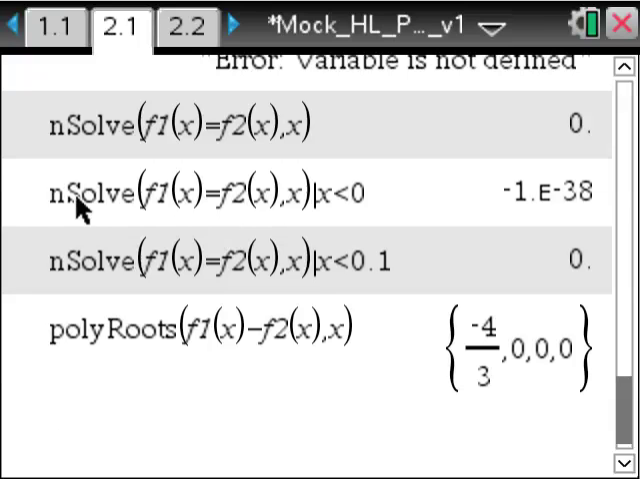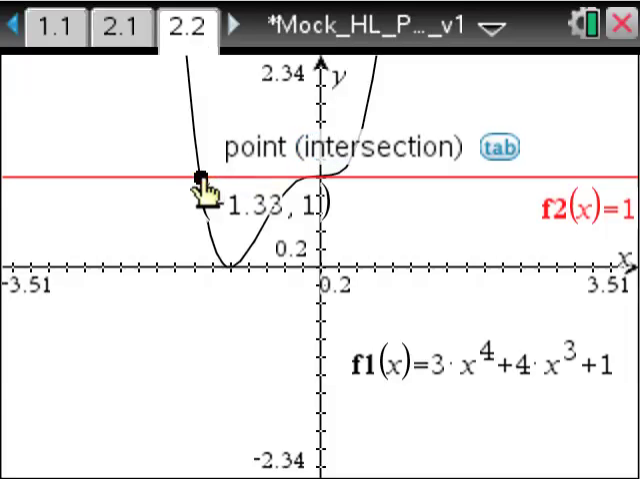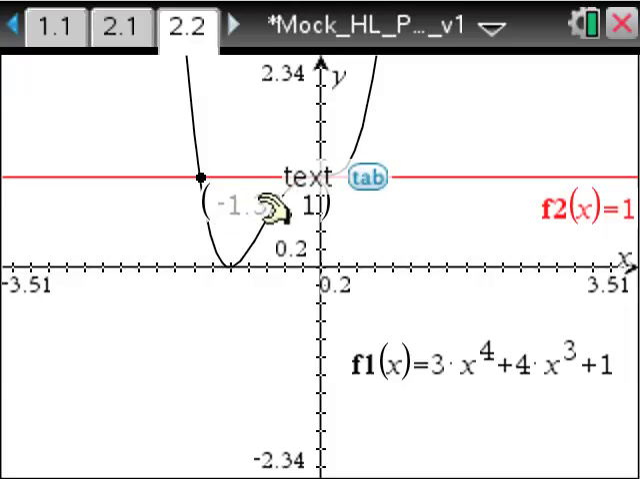And to get the y coordinate, I can just press var f1 of minus 4/3, negative 4 divided by 3. And I get the value for 1, unsurprisingly, from the graph. Now we're being asked to find that equation of the normal. So let's just go back to this graph. I want the normal through this point. So I need to work out the derivative of the function when x is negative 4/3.